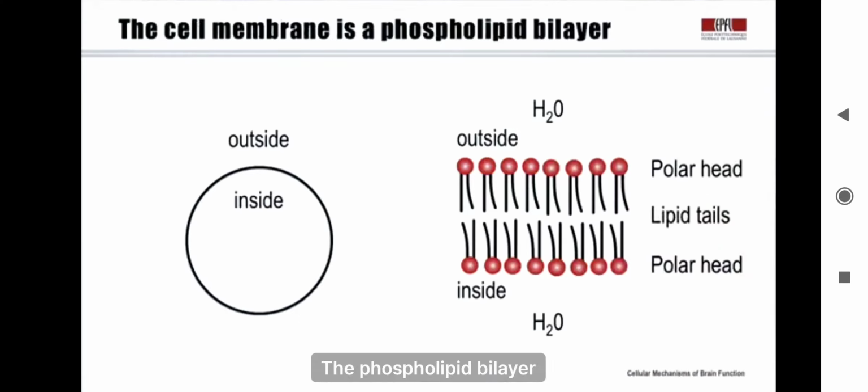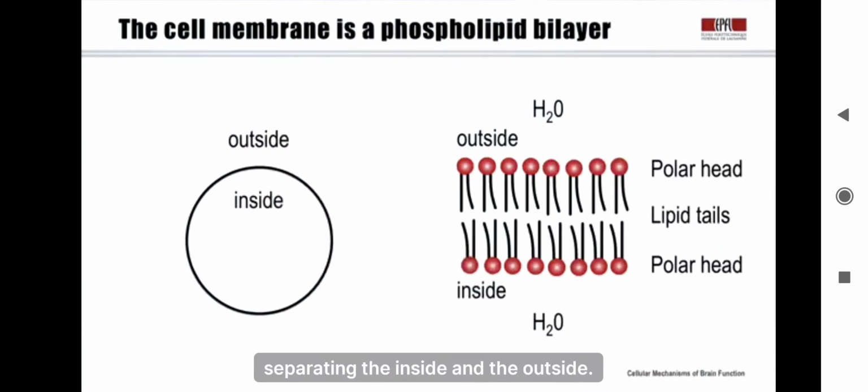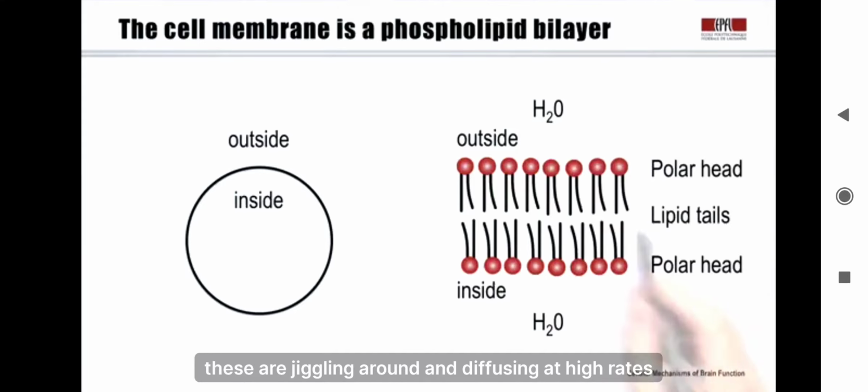The phospholipid bilayer then forms the membrane of the cell, separating the inside and the outside. Importantly, as we look at these static images, it's useful to think that actually in the living cell, these are jiggling around and diffusing at high rates in the two-dimensional structure of the membrane.